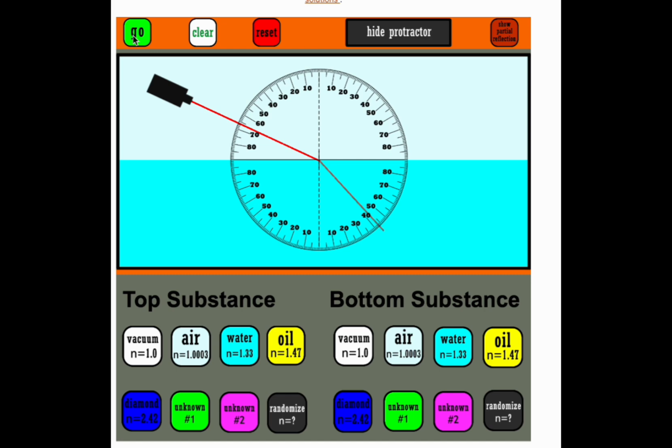That's because every substance has a different refractive index, a number that tells us how much it slows light down. Light travels a little slower in oil than in water, so it bends slightly more.